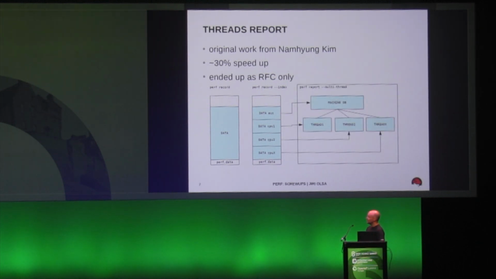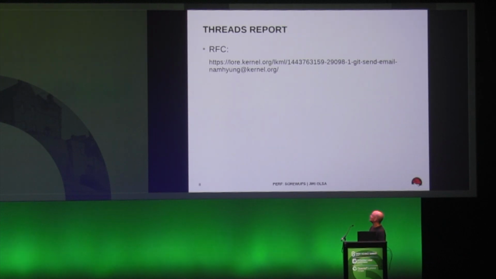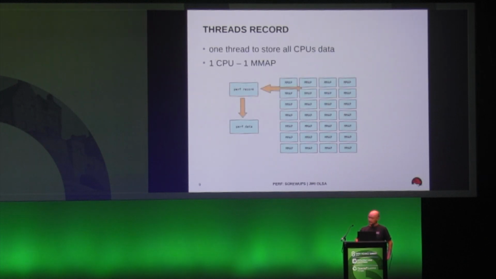Then perf record got a new option, --multiple-thread, and for each data stream in the data file, it spawns a thread. Every thread was processing its own data stream, so that's where the speedup came from. As easy as it might sound, there were many rough edges and some design issues, so it never made it to the mainline, to upstream. It ended up only as an RFC, and since then nobody else has looked at it. But the speedup is very promising, and we will continue to revisit this feature in the future.